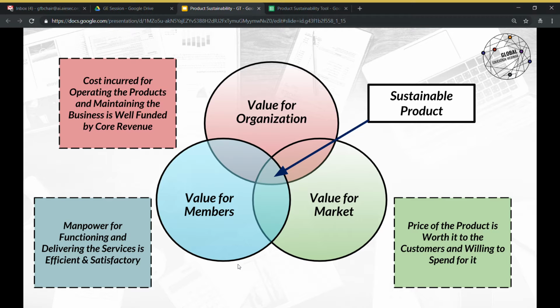Manpower for functioning and delivering services that is efficient and satisfactory is value for members, and then a price of the product that is worth it to the customers and that they are willing to spend for would be value for market. If these three values intertwine, that means you have achieved a sustainable product.